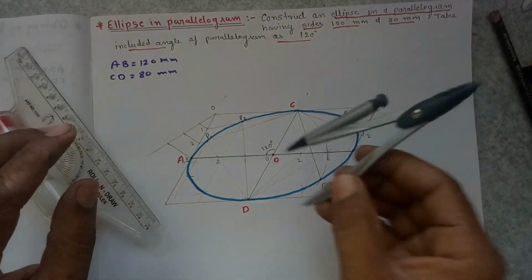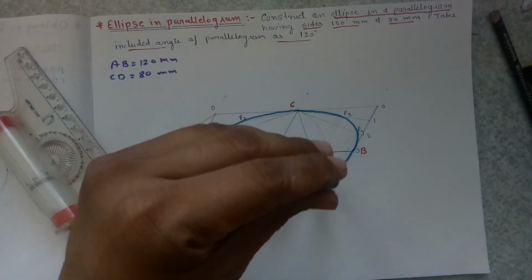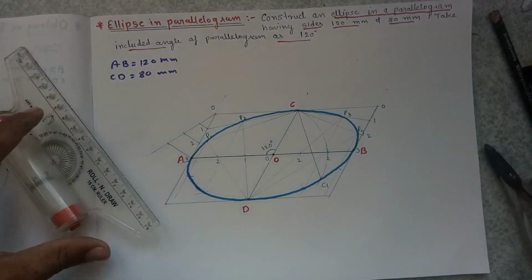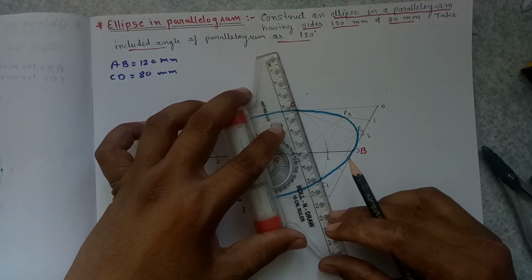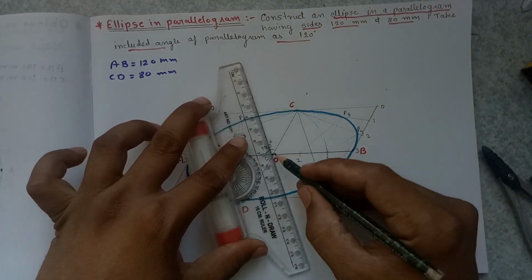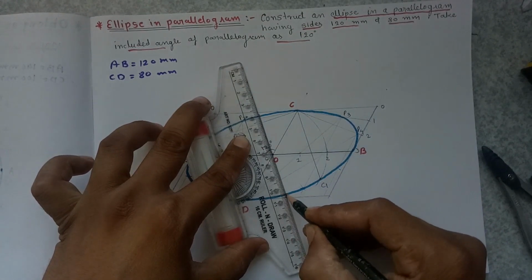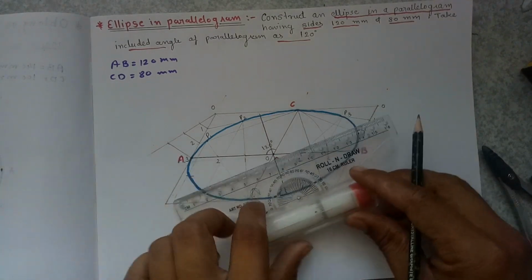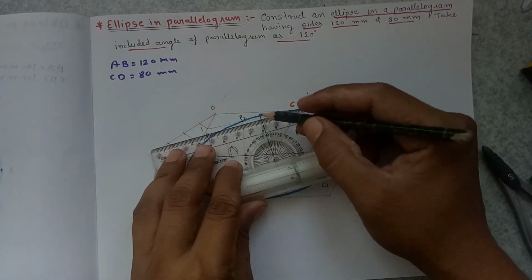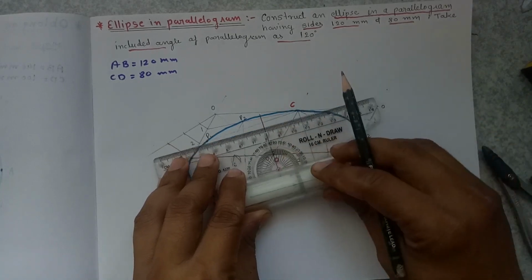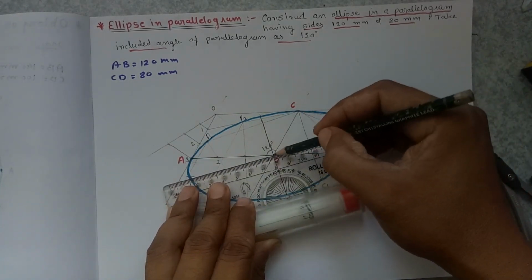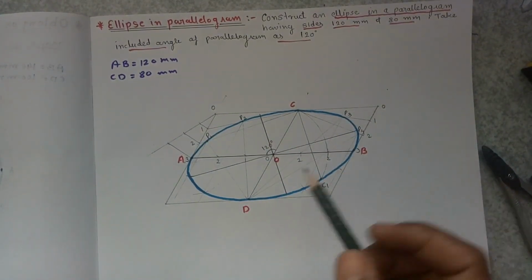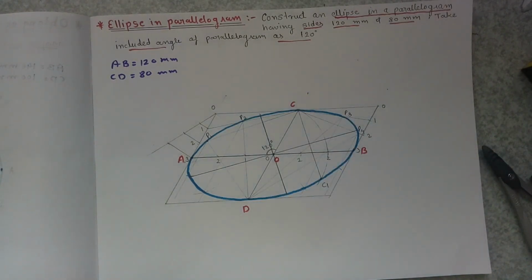What we have done? We have measured O to C, given an arc on the curve over here, marked this point as C1, and joined CC1. Now draw a line parallel to CC1 passing through O. This will be the minor axis of the ellipse. A line perpendicular to the minor axis, so make 90 degrees and draw the line perpendicular to the minor axis, will be the major axis. So this is all about the ellipse in the parallelogram.